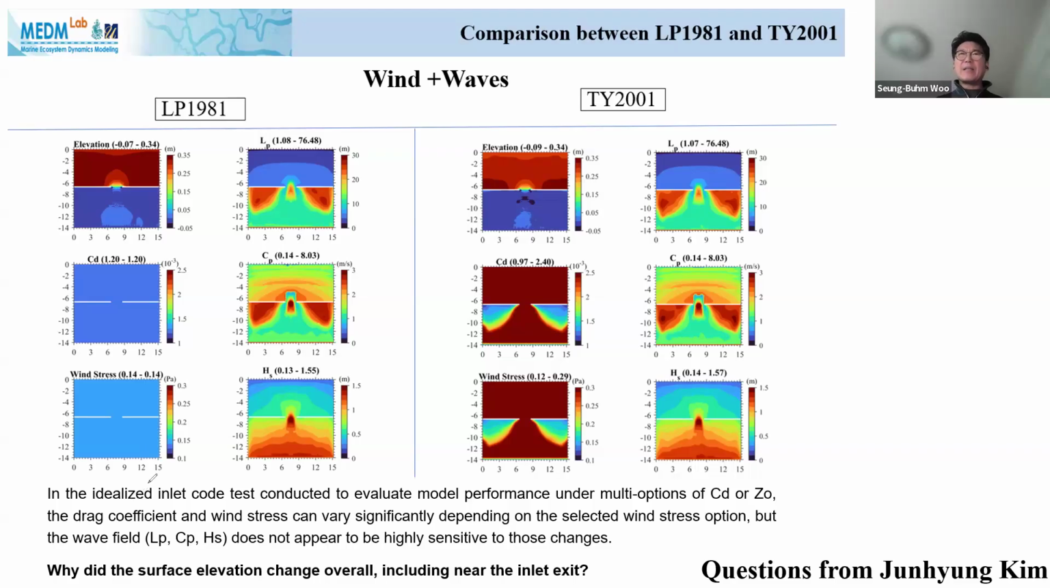I saw a paper which described that the CD is kind of proportional to the significant wave height if the wind speed is under 30 meters per second. But after that, if the wind speed is more than 30 meters per second, then CD is not growing as much as the significant wave height. It's kind of saturated. Does that included in that code? Yeah, that's included in the code. Taylor 2001 considers that.